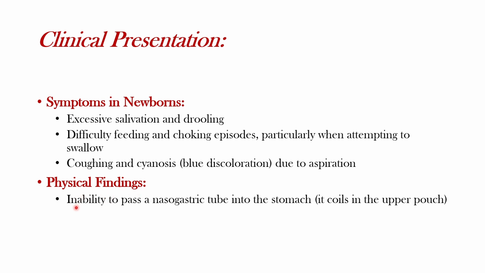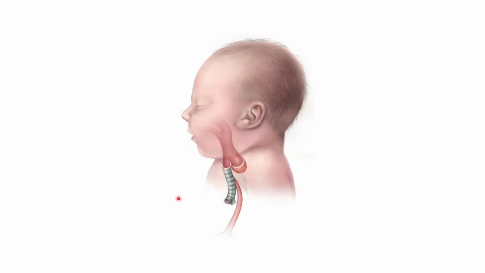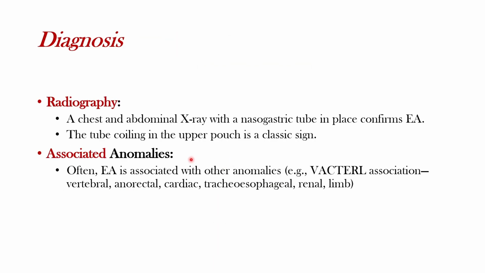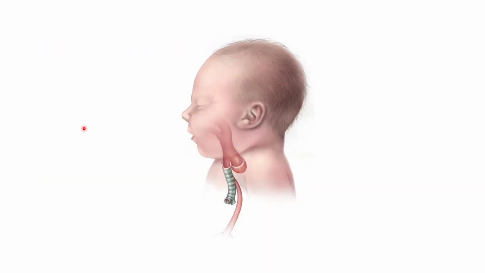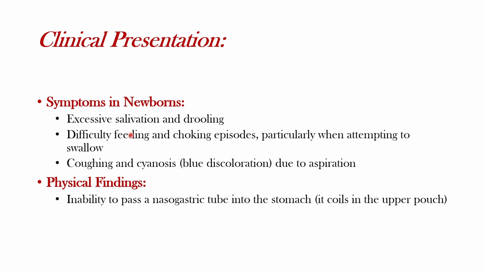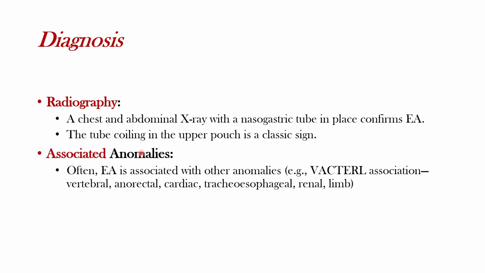Physical findings: inability to pass a nasogastric tube into the stomach, because we go from the nose and try to reach the stomach, but there is a pouch, so it will stop here. For the diagnosis, we will do a radiography. First of all, we will use the nasogastric tube. We will make it enter from the nose till the pouch where it stops. Then we'll do an X-ray to see what happens. We usually have associated anomalies with it.